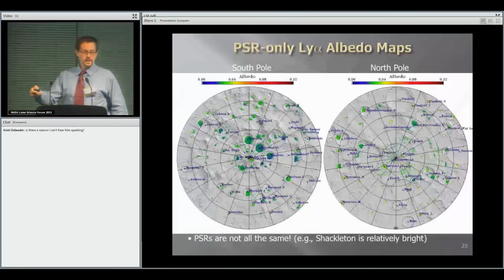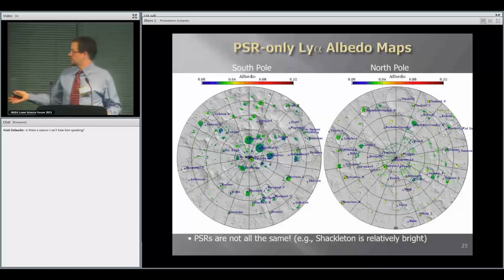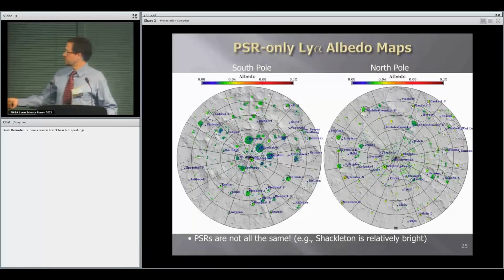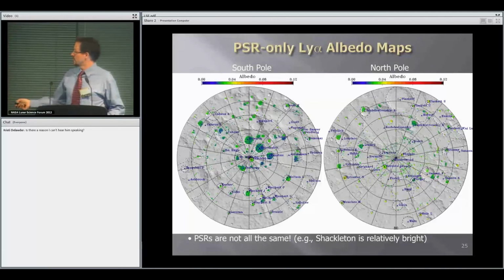Okay, thanks. Good. So looking at individual PSRs more closely, it might be hard to see in this view, but looking at Haworth, Shoemaker, Faustini, these are all relatively dark blue. But when we look at Shackleton, it's brighter, and it's about as bright as the sunlit region surrounding it. So that would imply that Shackleton has less porosity than these other PSRs.